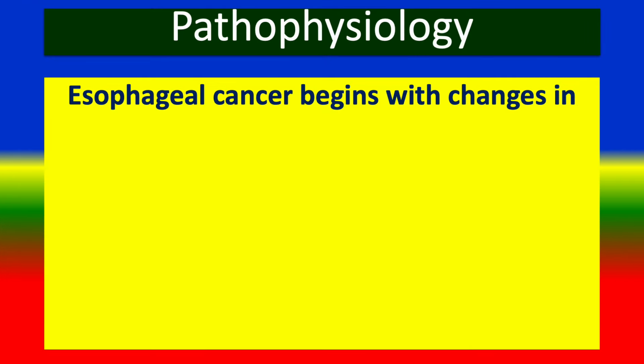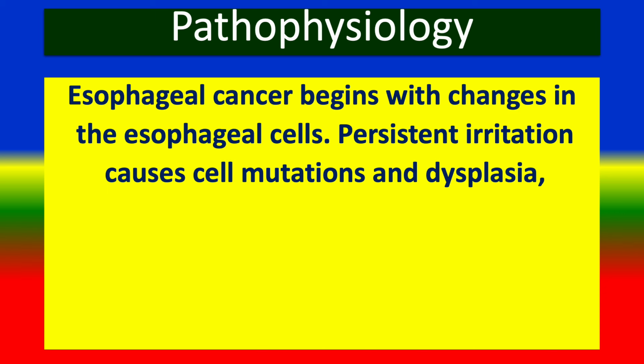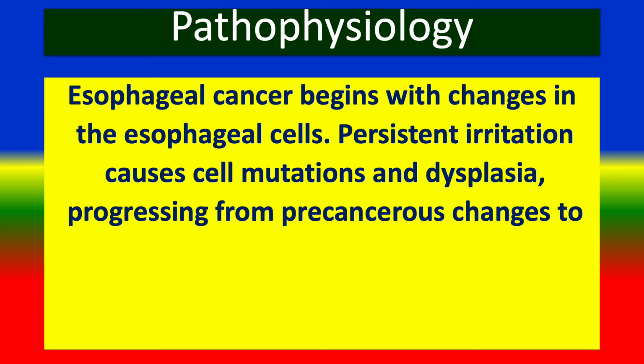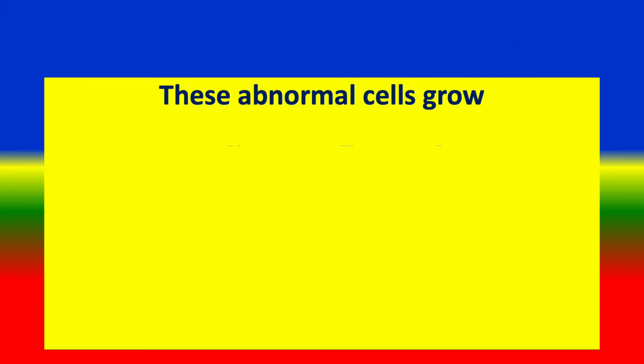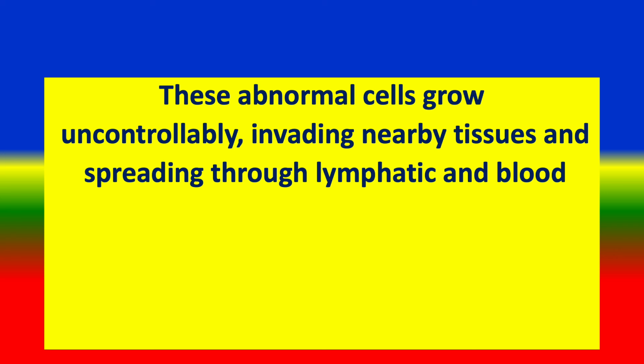Pathophysiology. Esophageal cancer begins with changes in the esophageal cells. Persistent irritation causes cell mutations and dysplasia, progressing from pre-cancerous changes to invasive cancer. These abnormal cells grow uncontrollably, invading nearby tissues and spreading through the lymphatic and blood systems.